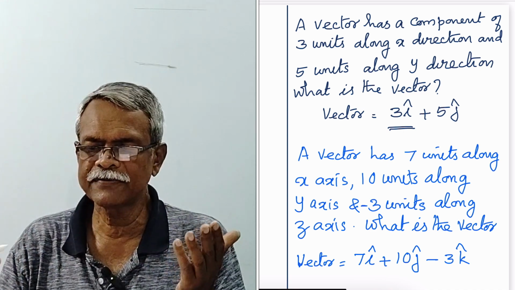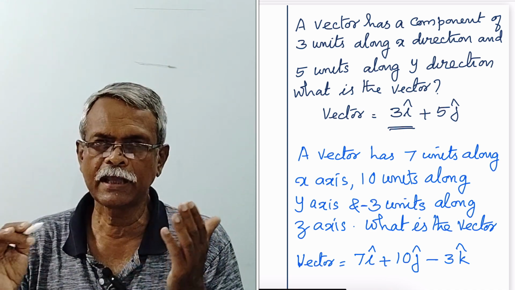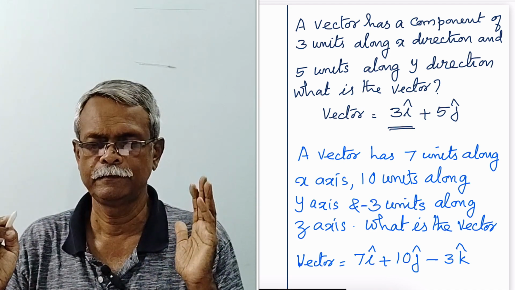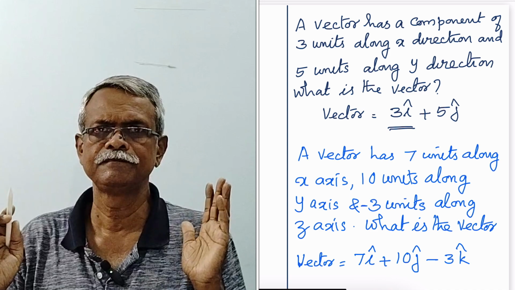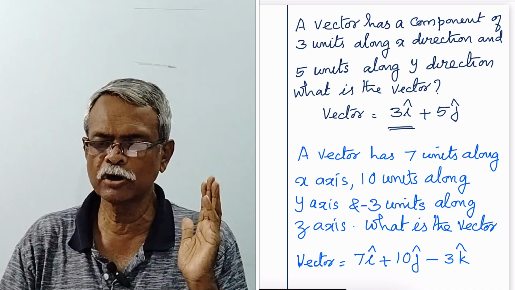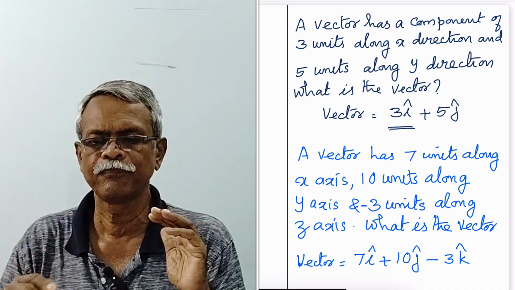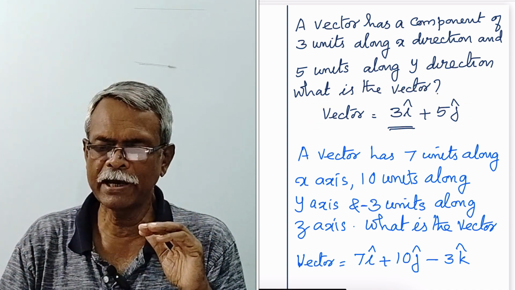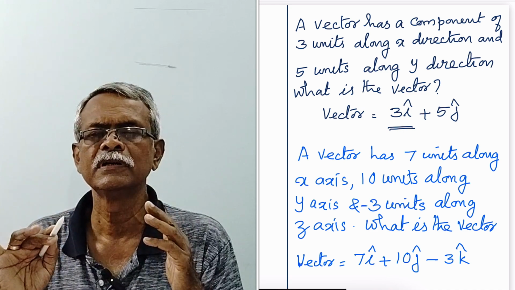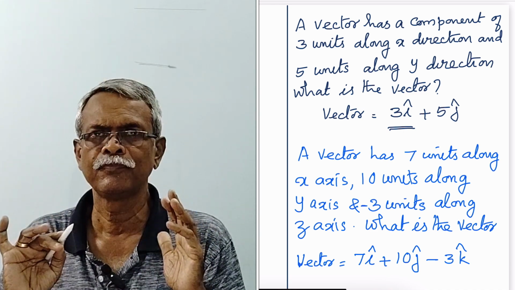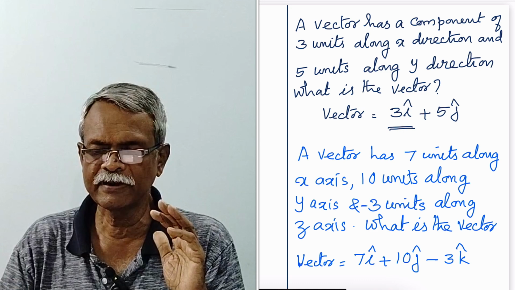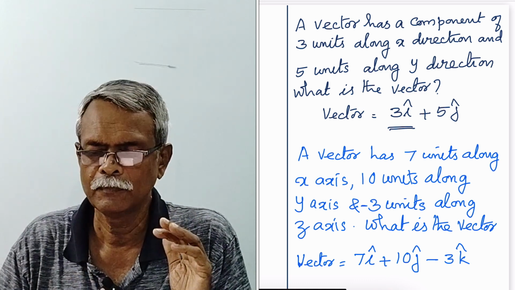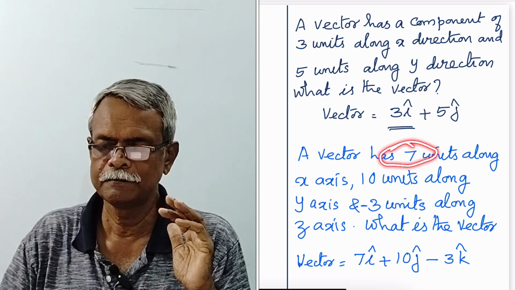Another example: a vector has 7 units along the x-axis, 10 units along the y-axis, minus 3 units along the z-axis. What is the vector? 7 units along the x-axis means ax is 7. 10 units along the y-axis means ay is 10. Minus 3 units along the z-axis means az is minus 3. Therefore, the vector will be 7i plus 10j minus 3k. This will be the vector.